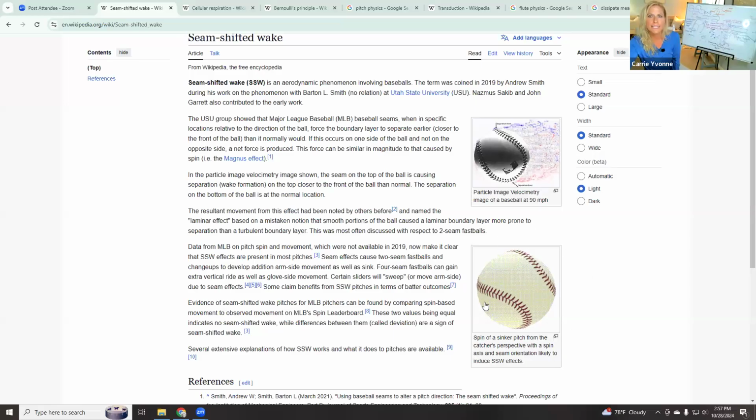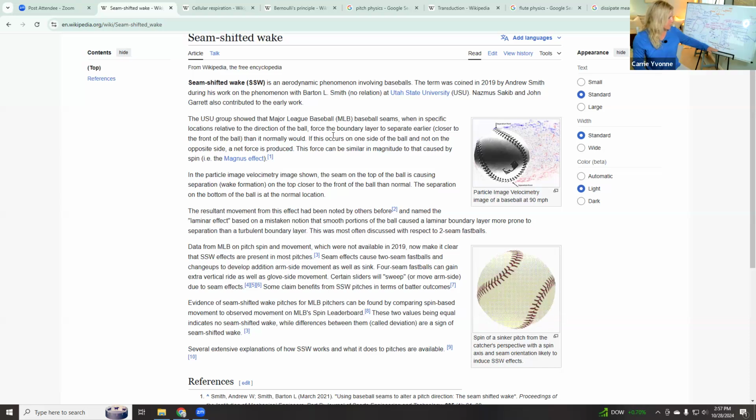Here it is. You guys can see the spin on the baseball. It is an aerodynamic phenomenon involving baseballs, and it's talking about the seam. So when in specific locations relative to the direction of the ball, it forces the boundary layer to separate earlier, or closer to the front of the ball than it normally would.